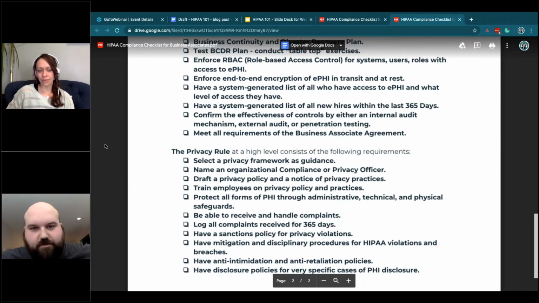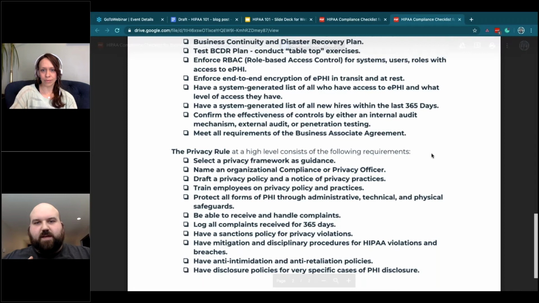Logging all complaints for the 365 days. Having a sanctions policy or a disciplinary policy for people that have violations in HIPAA, and anti-intimidation, anti-retaliation policies. So if someone internal in the company is like a whistleblower and says, "Hey, this isn't right. We're doing this. We're not doing what we're supposed to be doing," you can't retaliate. It's part of HIPAA.